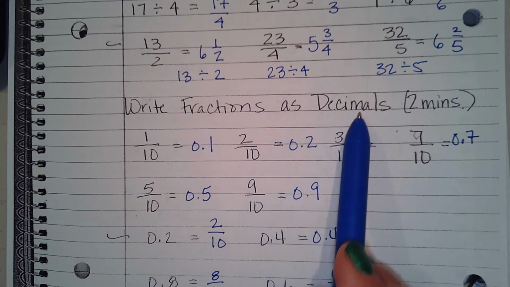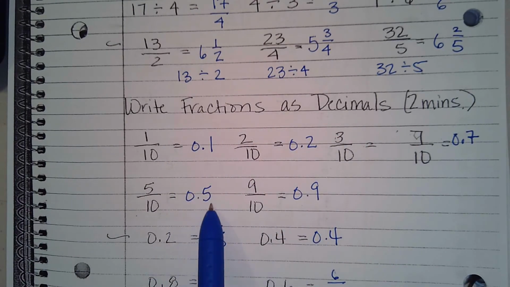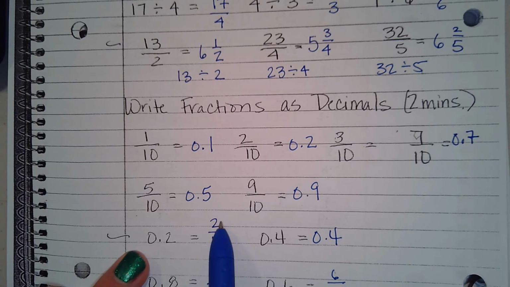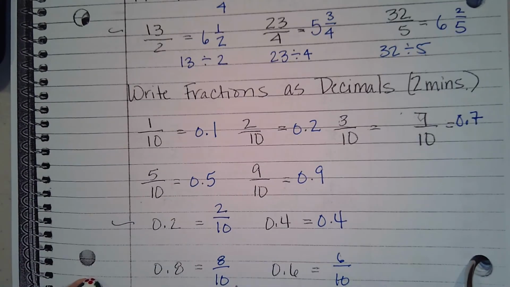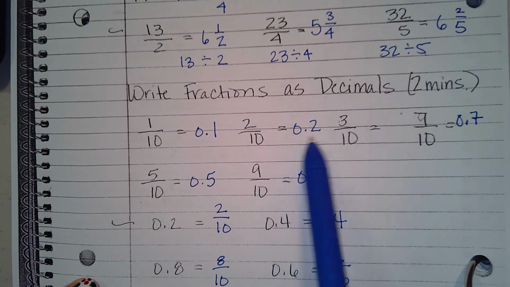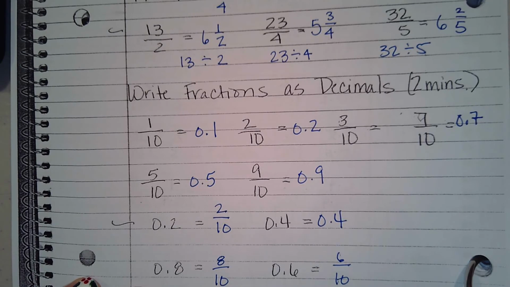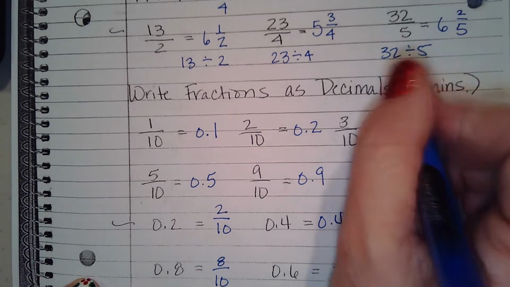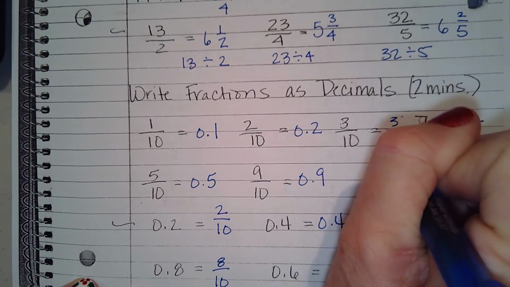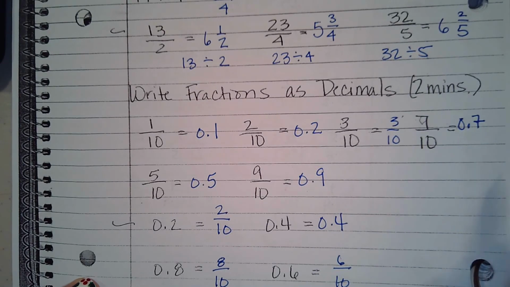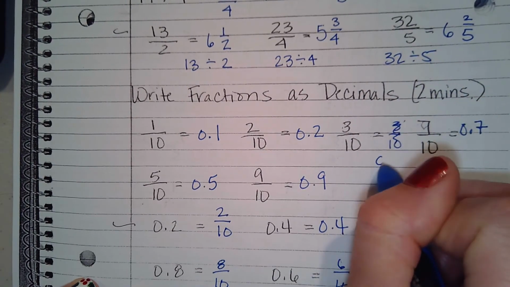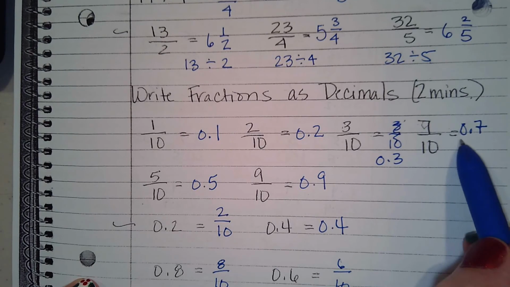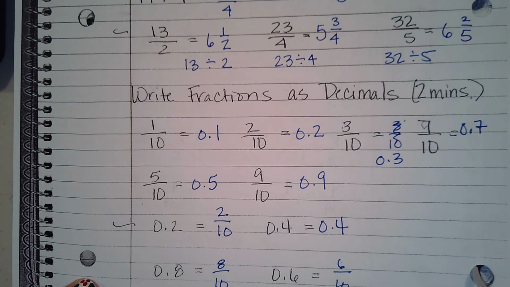All right, and then finally, write fractions as decimals, 0.1, 0.5. Then turning my decimal into a fraction, 2 tenths, 8 tenths, 0.2, 0.9, 0.4, 6 tenths, 3 tenths, and 0.3, and 0.7. All right, let's go to our application problem.